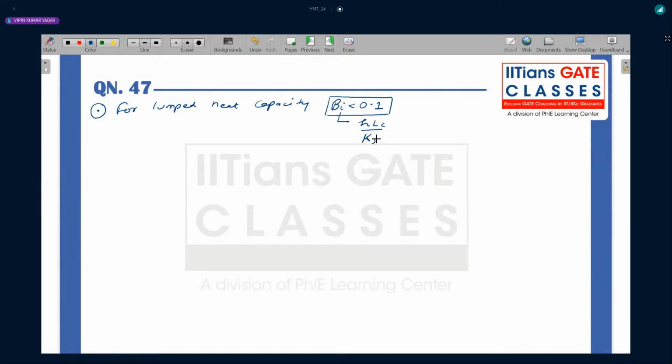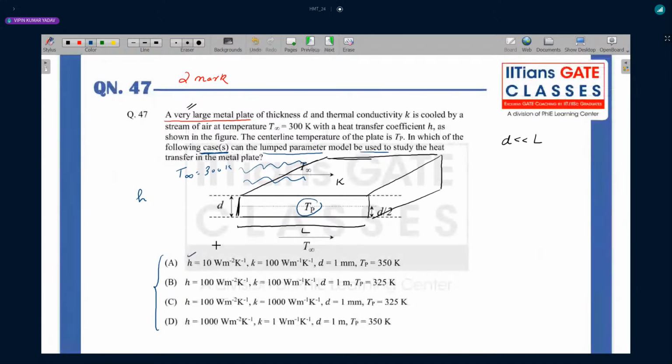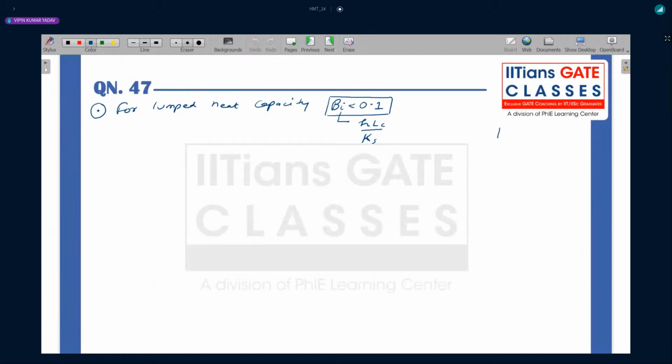Okay. Now I need to check all the options. Look, a combination of h, k, and thickness is given. So I have to see which option is correct. Now, in order to calculate Lc, what can I do? Lc is equal to volume upon surface area.